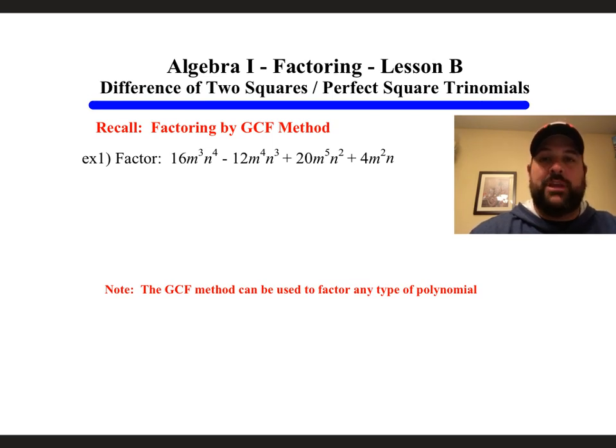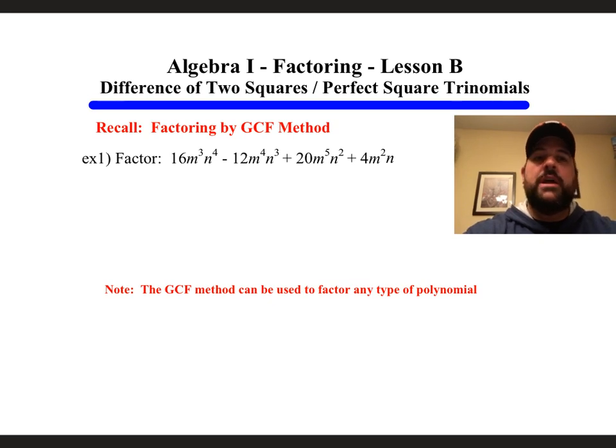So we have an example here where we're using the GCF, or the greatest common factor, and we're going to look for our coefficients and our variable term GCFs. We're going to factor that out, and then the leftover expression will end up being in parentheses, and it's kind of like reverse distributing. So go ahead and pause the video if you want to try example 1 here, which is 16m to the third n to the fourth minus 12m to the fourth n to the third plus 20m to the fifth n squared plus 4m squared n. Once you think you have the GCF and you have the leftover factors, go ahead and start the video again and let's check our answers.